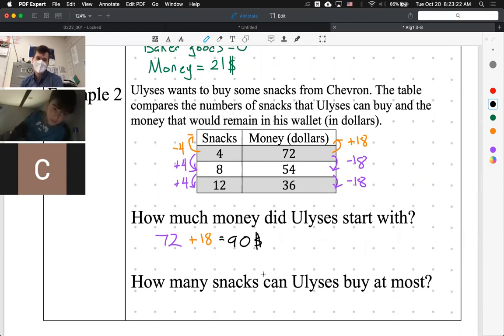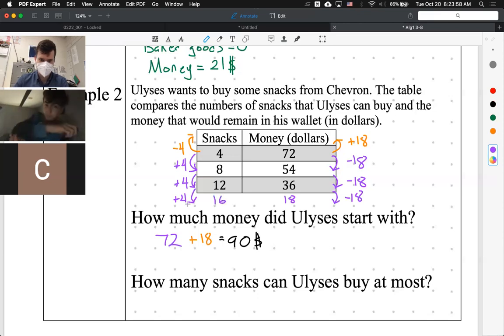Okay, and then the next question, how many snacks can Ulysses buy at most? What if he just wanted to buy all the snacks for his friends or something? Giorgio, go for it. You could have bought 20 snacks. How'd you get that? I added 4 to 12, 16, and then subtracted 18 from the other side. Got to 18, and then added 4 again, got to 20, and then subtracted 18 from 18 and got 0.